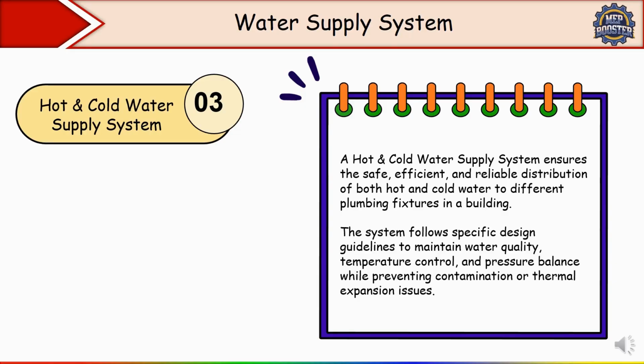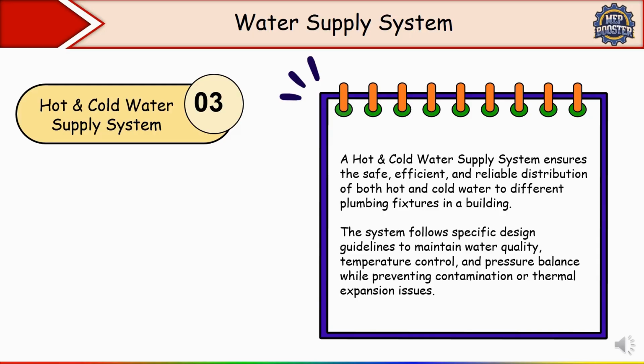or thermal expansion issues. Same way if it is a hot water supply system. So you know that in a hot water supply system, normally what happens? The cold water enters a water heater. The water heater may be electric, gas or solar. So first of all, the cold water enters a water heater where it is heated to a specific temperature. Then the heated water is stored in an insulated tank or sent directly through the distribution pipe. Hot water reaches the fixtures at the required temperature using a thermostatic mixing valve to prevent scalding. So in this way the hot water supply system works.